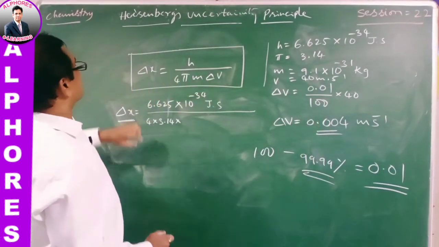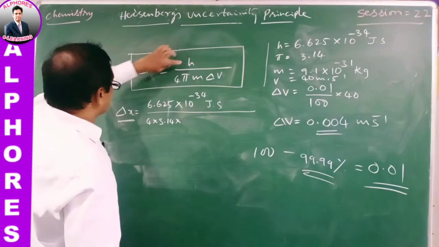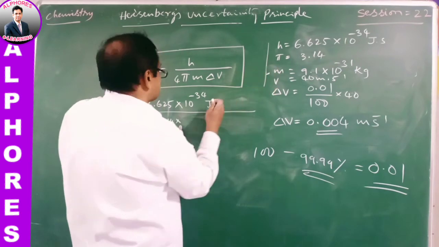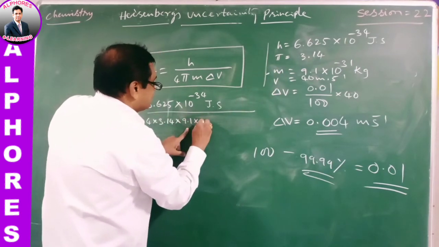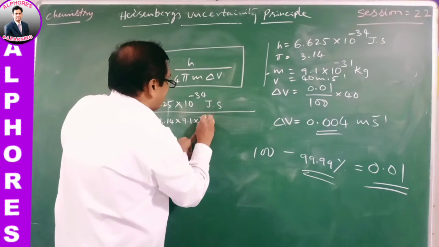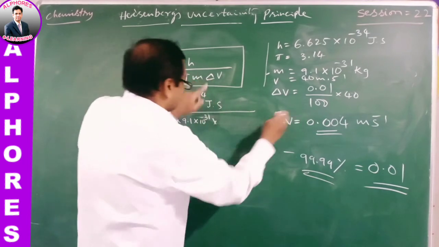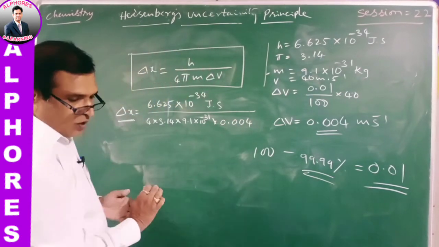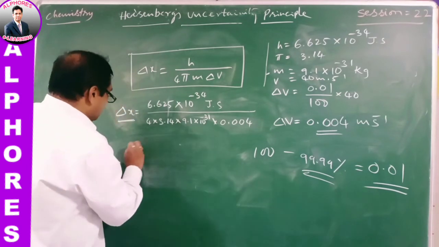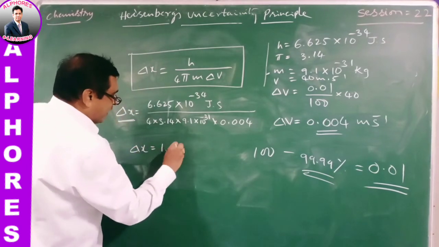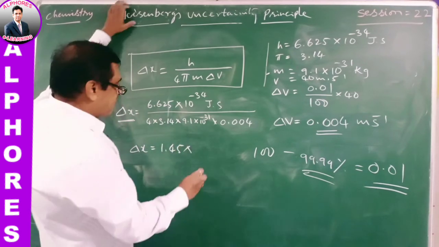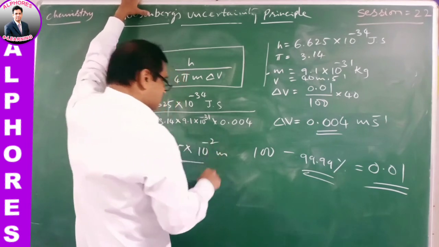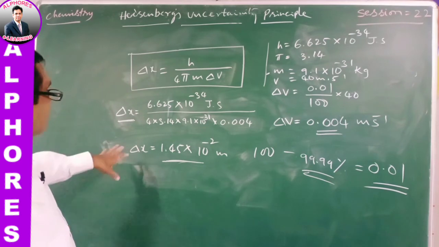Now substitute in the formula. Delta X is equal to Planck's constant by 3 into pi value substituted, and the mass of the electron is 9.1 into 10 to the power minus 31 kg, into the change in velocity, 0.004. So in total, delta X is equal to 1.45 into 10 to the power minus 2 meters. This much we can calculate.